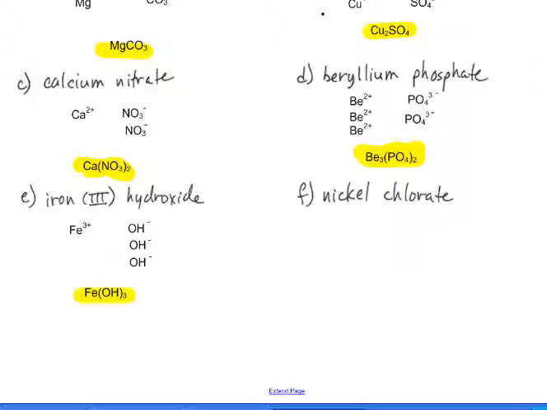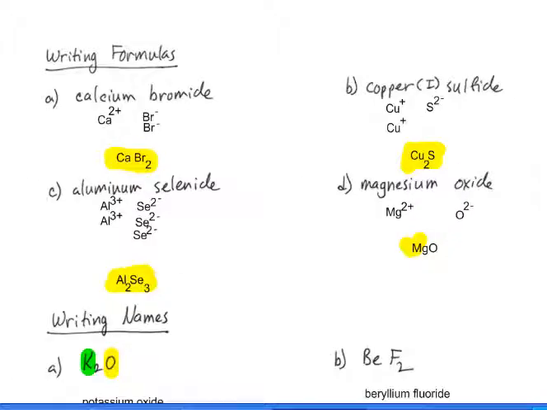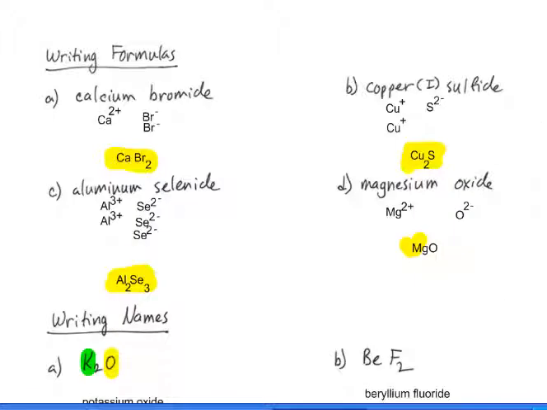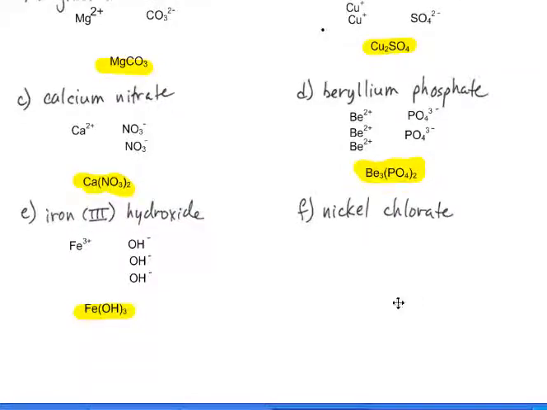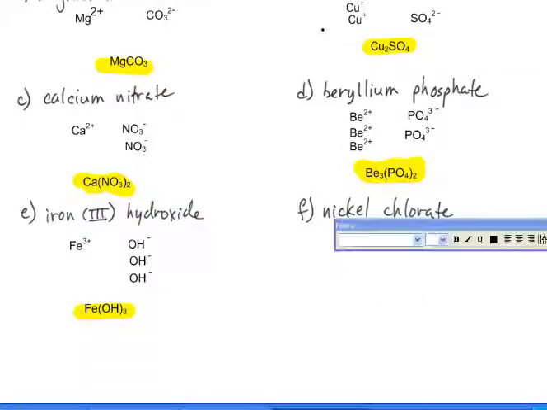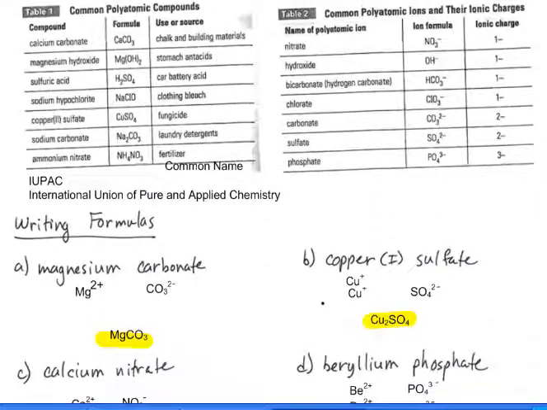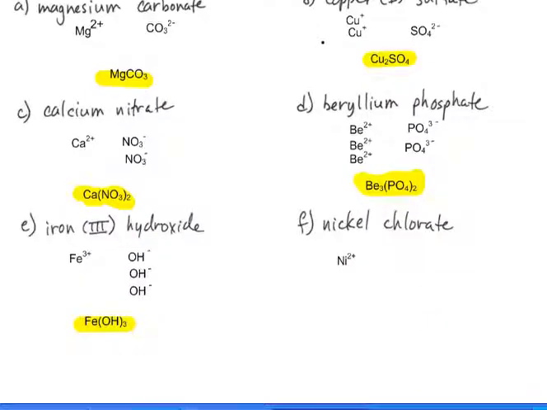Okay? Last one here, nickel chlorate. So if we go back a couple of pages here, grab our nickel there. Nickel is 2 positive. And once again, I'll try to get this all in one sheet so you don't have to go back through 2 booklets or whatever. Nickel, 2 positive. There we have it right there. Chlorate. If we go up here, look for chlorate. Chlorate, ClO3 negative.